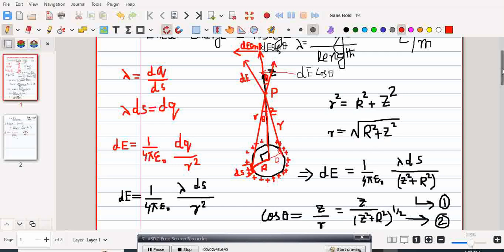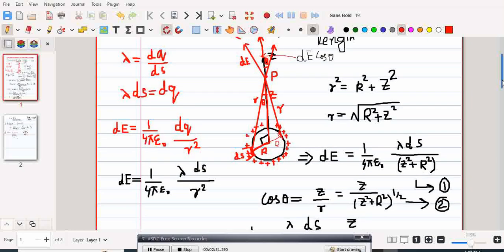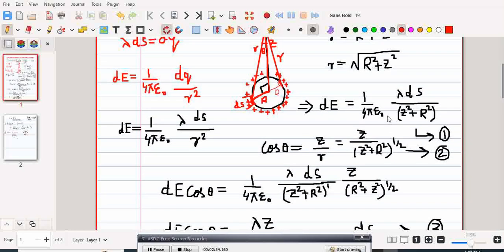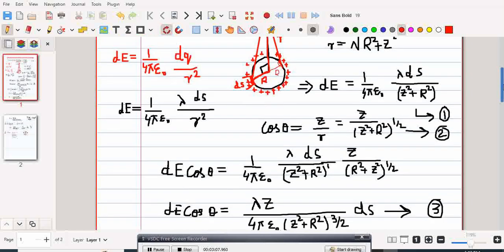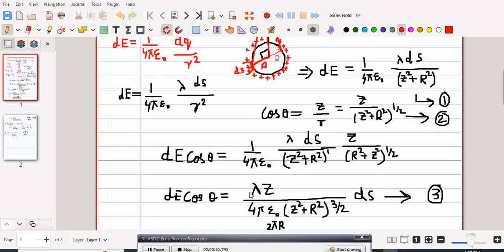Therefore, using these two equations 1 and 2, we can write dE cos theta is equal to 1 over 4 pi epsilon naught lambda ds over (z square plus R square) into cos theta, where cos theta is z over (z square plus R square) whole power 1 over 2. When we simplify it, lambda into z becomes lambda z, and 4 pi epsilon naught as it is, and when we multiply these two, the powers will be added. 1 plus 1 by 2 is equal to 3 by 2, so we get lambda z over 4 pi epsilon naught into (z square plus R square) whole power 3 over 2 into ds. So this is the electric field due to one length element ds.